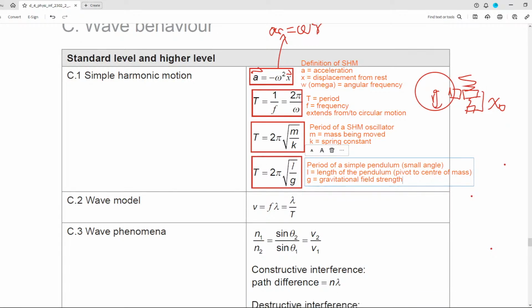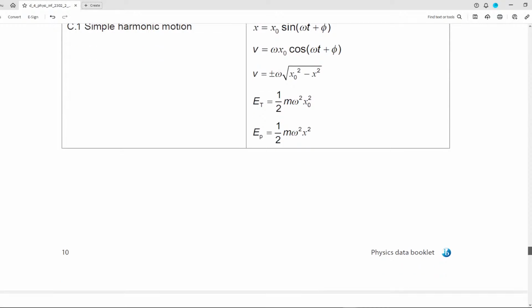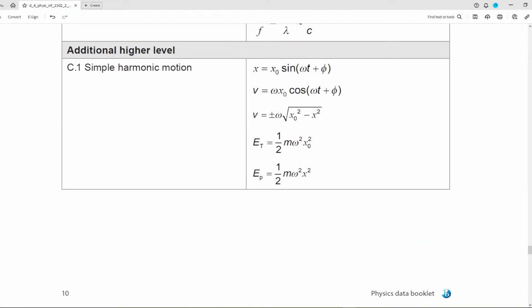Alright, there's some more coming up, so let's do it together. Instead of jumping back and forth, let's continue. This is the higher level simple harmonic motion stuff. These actually deal with the motion itself a little bit more carefully.